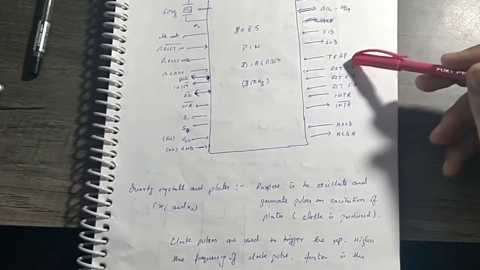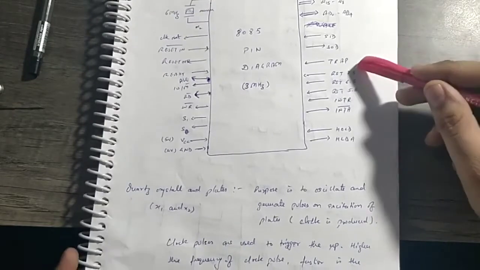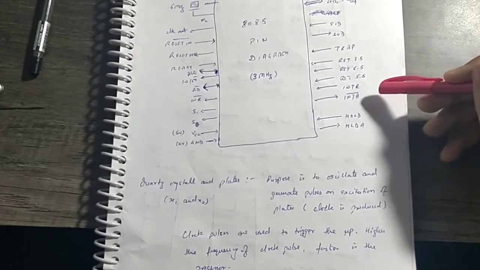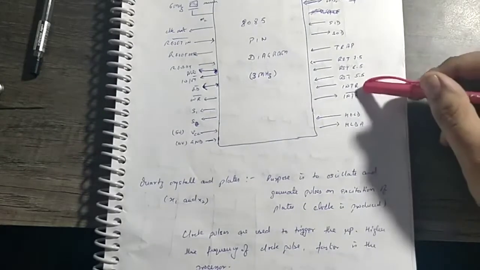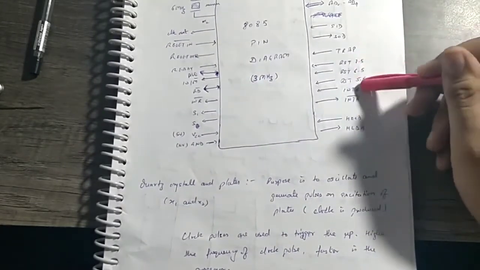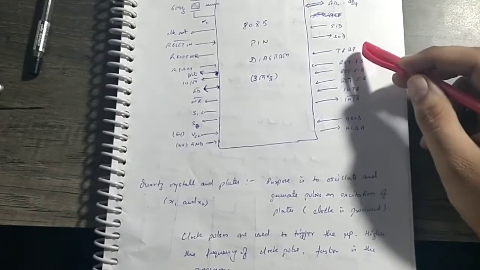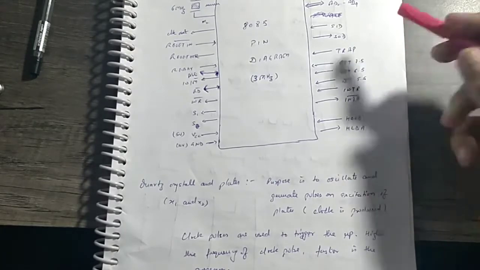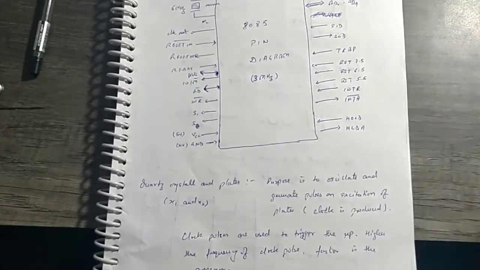Then here we have our interrupts: TRAP, RST 7.5, RST 6.5, RST 5.5, INTR, and INTA bar. INTA bar is not actually an interrupt, it is an acknowledgement. So these 5 interrupts we have: TRAP, the 3 RSTs, and then INTR. We'll be understanding interrupts in the interrupt video, which will be a separate video for this particular topic in another session. So this INTA bar is actually an acknowledgement.